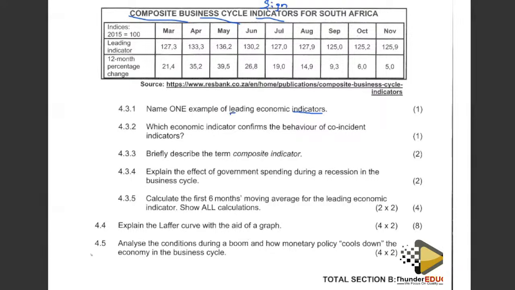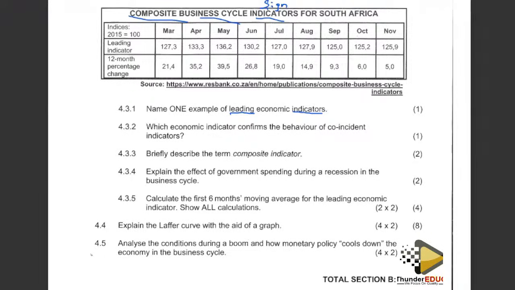So now we are having a leading indicator. A leading indicator is the indicator that changes before the economy can actually change. It means this one is the one that is actually leading us. That is why we are saying that it is a sign that changes before the economy can actually change.